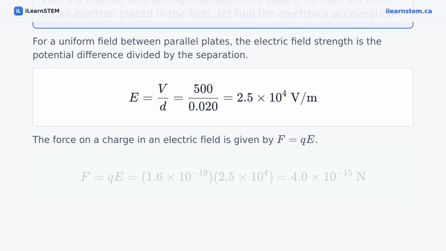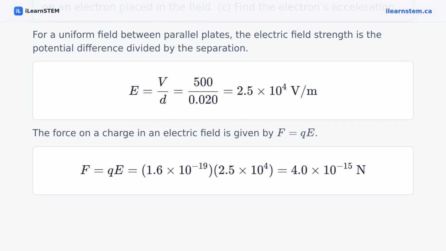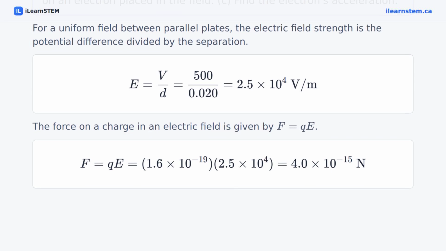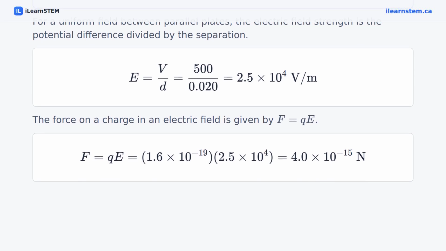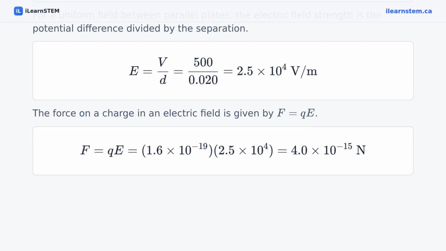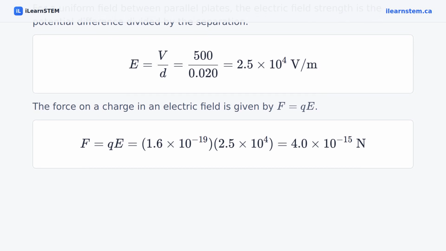Plugging in the electron charge and the field strength, we get 1.6 times 10 to the minus 19 times 2.5 times 10 to the 4, which equals 4.0 times 10 to the minus 15 newtons.